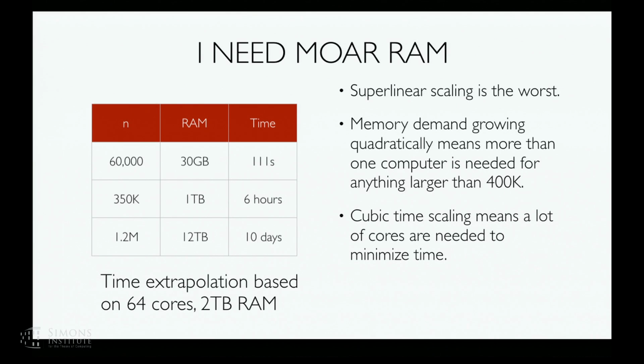And cubic time scaling means we need a lot of cores, right? So we have problems that we need a lot more memory and we need a lot more cores. But let's say we had a machine that had those. We could probably solve this problem if we can get access to more compute, right? So the question is, where can I get access to this compute?